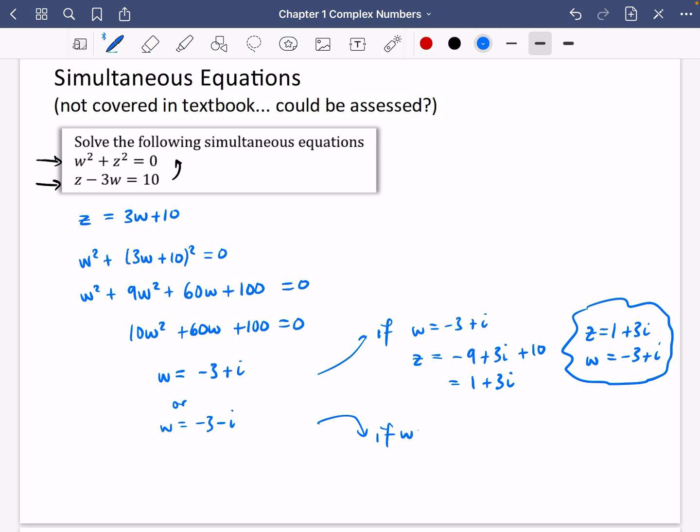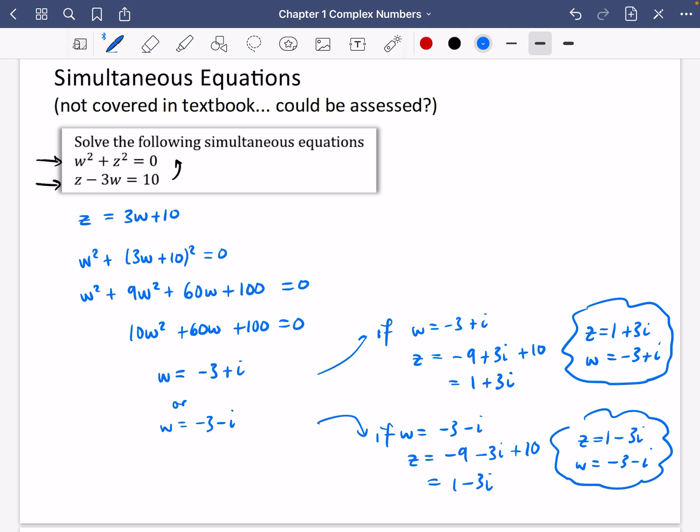If w equals minus 3 minus i, z is going to be 3 lots of this, which is minus 9 minus 3i, and you've still got the plus 10, so it becomes 1 minus 3i. So the other pair is 1 minus 3i and minus 3 minus i. Nothing really that different from normal simultaneous equations, just wanted to make you aware that you could come across these as just part and parcel of some of the other questions. I haven't found any of them like this in the textbook, but hopefully these examples here will give you a lot to practice.